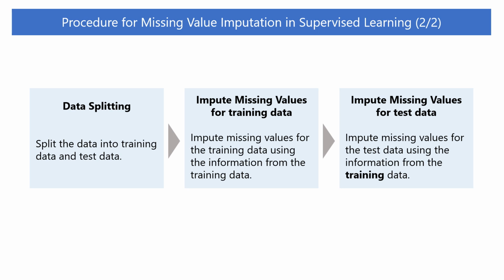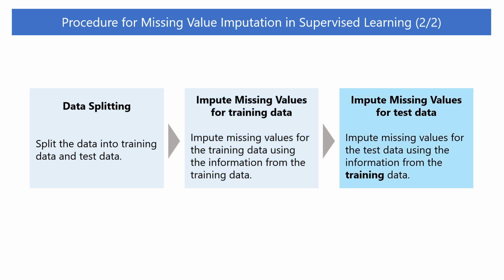Let's look at the workflow. First, split the data into the training data and the test data. Next, impute the missing values for only the training data. We should do it by using the information from the training data. For example, when performing mean imputation, the missing values are imputed using the mean value, calculated using the training data only.